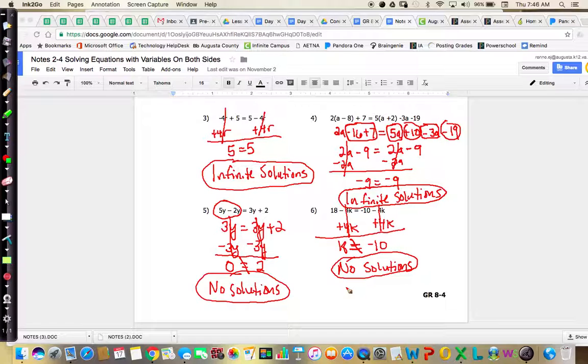Okay, hopefully you'll be ready for no solutions and infinite solutions when they're mixed into our regular questions on variables on both sides.